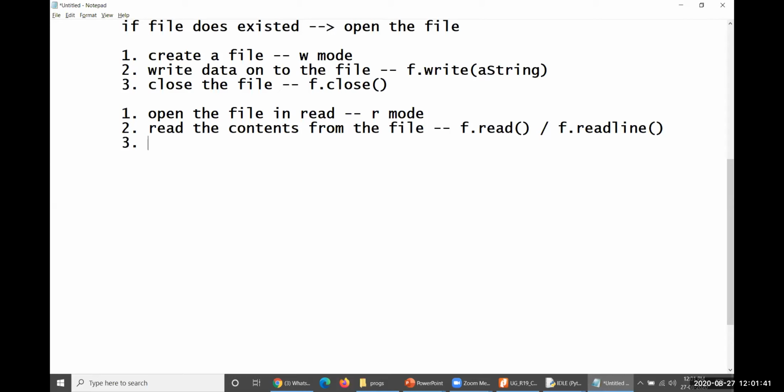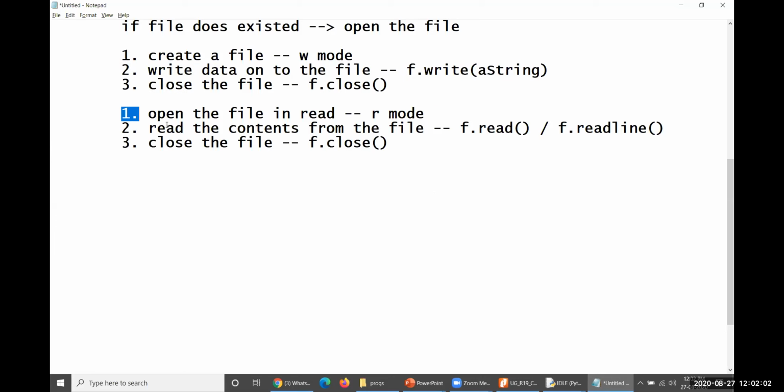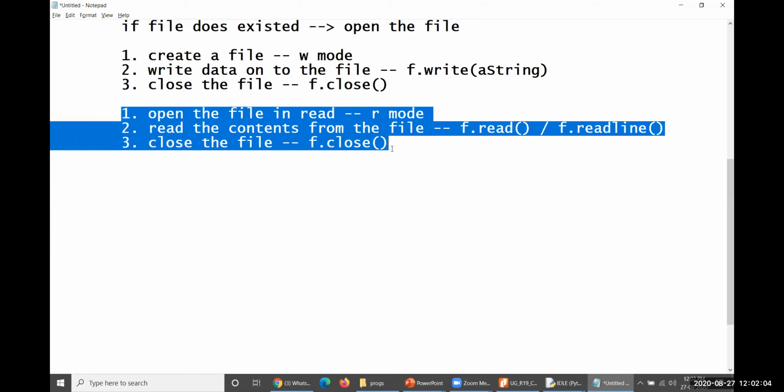The third one is, after completion of your reading and providing the output onto the screen, you have to close the file. Whatever operation you perform, at the end, after completion of your operation, you must close the file. So, for writing data onto the file, these three operations will be done, and for reading data from the file, these three operations will be done.